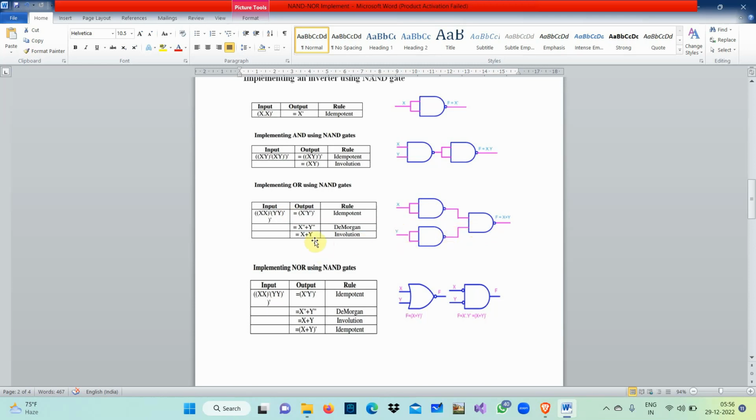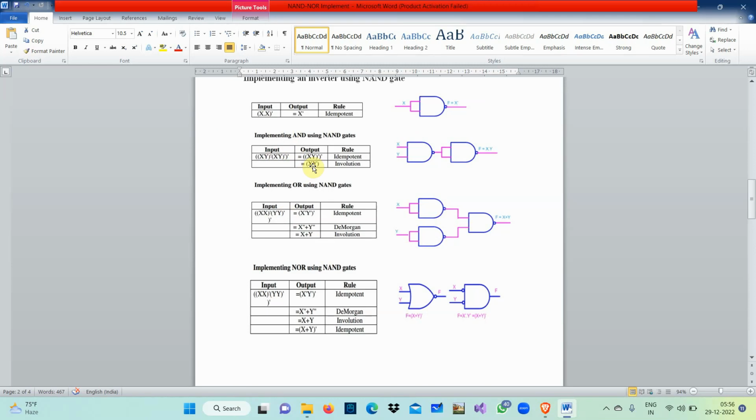What is x plus y? X plus y is an OR gate. That means I am using the NAND gate to get the OR gate. In the previous case, the inputs were x and y, and finally the output is xy. Xy is the AND gate.